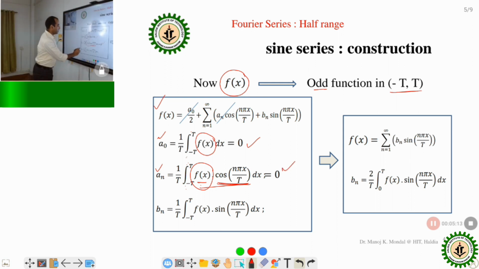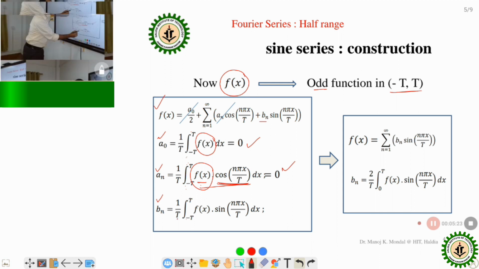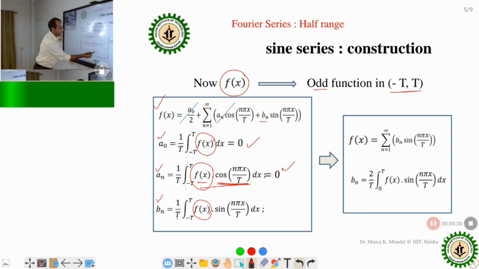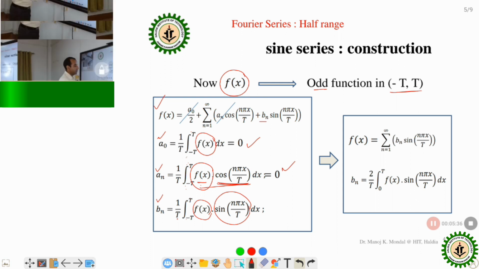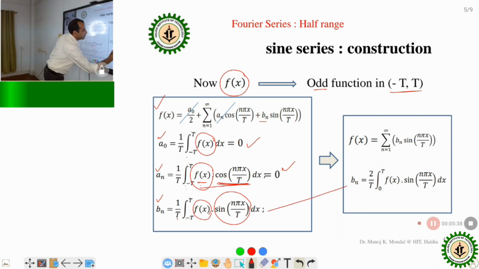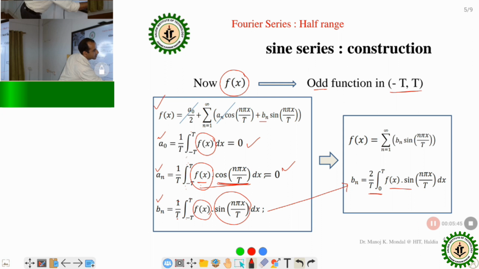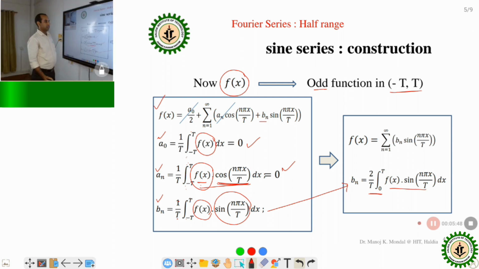So in our hand, the remaining portion is bn. What will be the value of bn here? The value of bn will be (1/t) ∫ from -t to t of f(x) sin(nπx/t) dx. If f(x) is an odd function and sine is also an odd function, the product of an odd function and an odd function will be an even function. So bn can be treated in this form: bn = (2/t) ∫ from 0 to t of f(x) sin(nπx/t) dx. This is the bn.